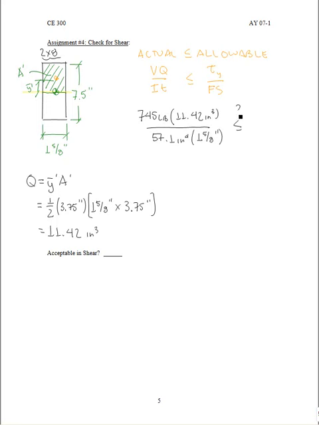So the question is, is that less than or equal to 1100 psi, the shear strength of this wood, divided by the factor of safety of 3.0? When we calculate this, we find that 91.7 psi is the actual shear stress, which is less than the allowable 367 psi. So this design is okay for shear. Next, we'll be moving along to checking the deflection of the beam.